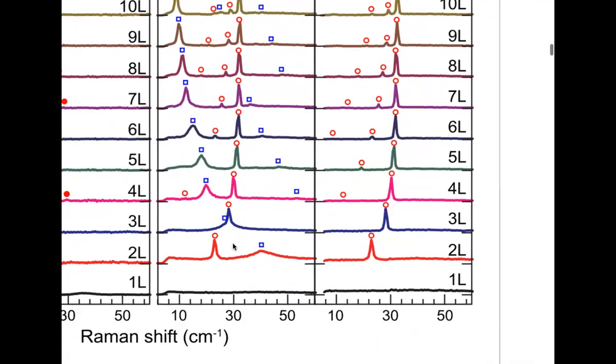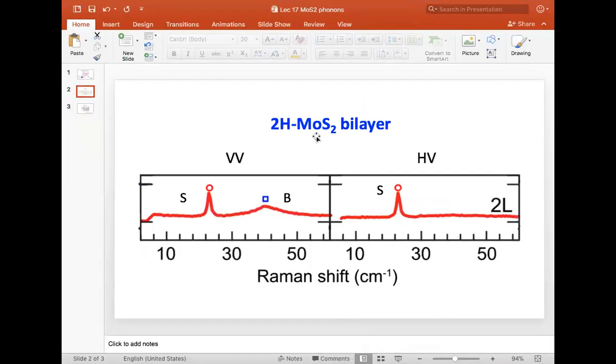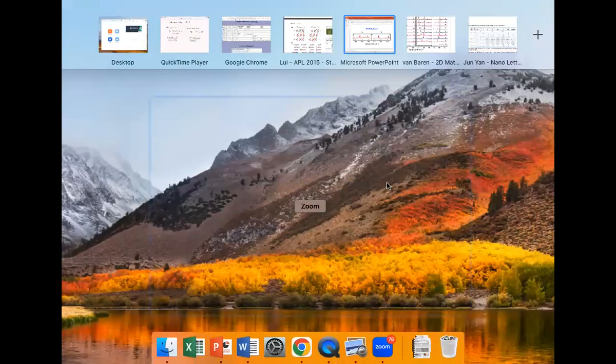So let's focus on the bilayer. Okay, so I cut this out and put it in the PowerPoint. So this is the result. So you can see if you use XX or YY, or here is vertical, you are going to see both modes, shear mode and breathing mode. But if you use horizontal and vertical, like cross-polarized, this is XY or YX, you're only going to see the shear mode. Okay, so let's compare this with our results.